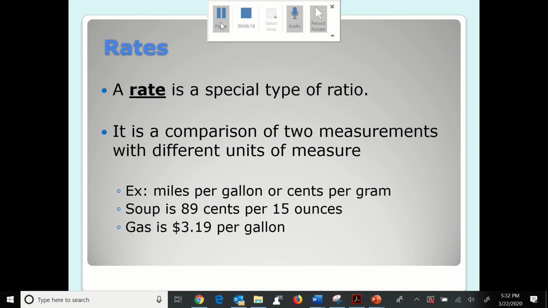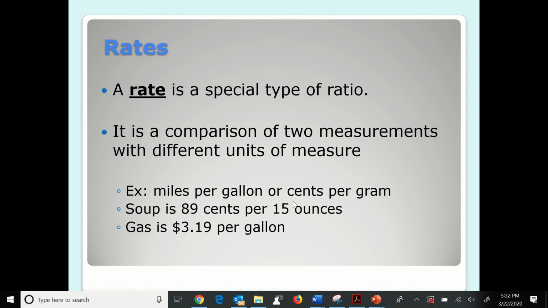So a rate is a special type of ratio. The difference is a rate has units of measurement. It's a comparison of two measurements with different units of measure. For example, miles per gallon. You've heard that before in terms of driving a car. If it gets 10 miles per gallon, that is a poor rate of return for how much gas you put in your vehicle. You don't go very far based off of how much gas you put in.